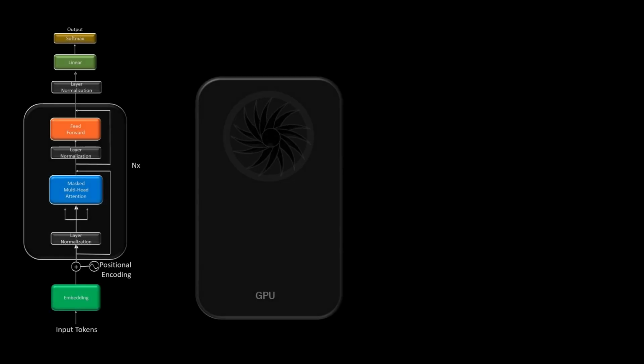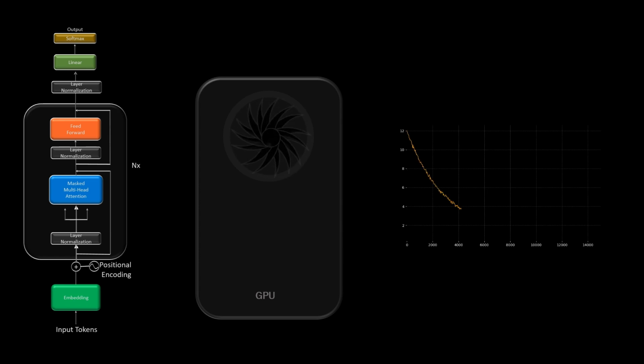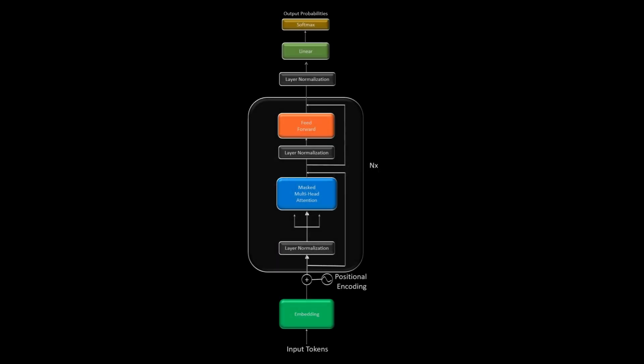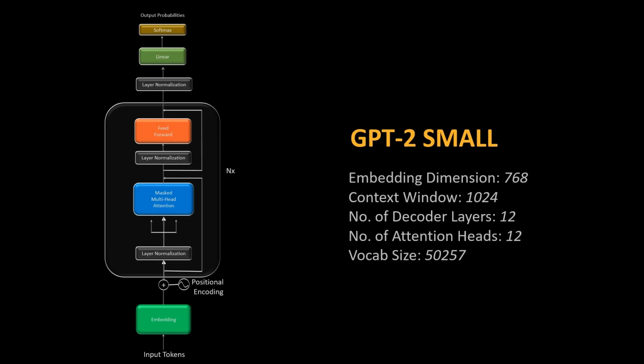We will break this down into three key aspects: model architecture, computational resources, and what it takes to train deep learning models of this scale. Let's start by looking at the architecture of GPT-2 Small. This model has an embedding dimension of 768, a context size of 1024, 12 decoder layers, 12 attention heads, and a total vocabulary size of 50,257.